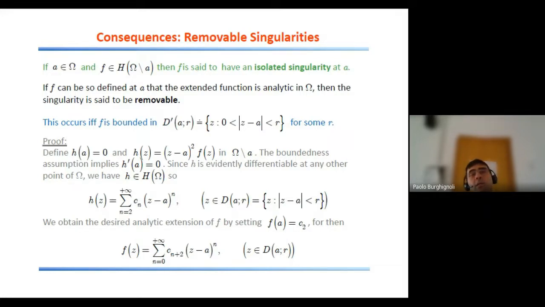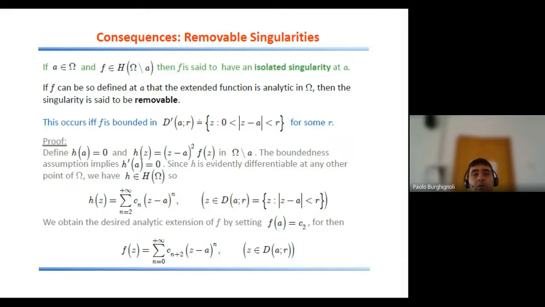Now, an analytic function can have different kinds of behaviors in a neighborhood of an isolated singularity. The simplest thing that may happen is the one examined in this slide, that there is the possibility that the function can be defined also at the point a, so that the extended function f, that is now defined in all the region omega, is analytic in the entire region omega. If this can be done, then the singularity is said to be removable.